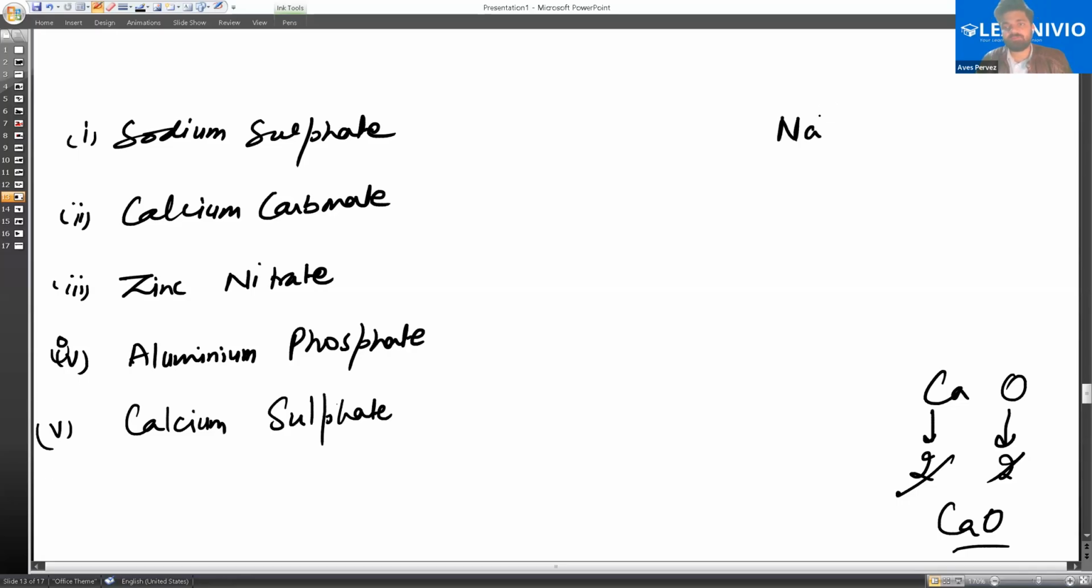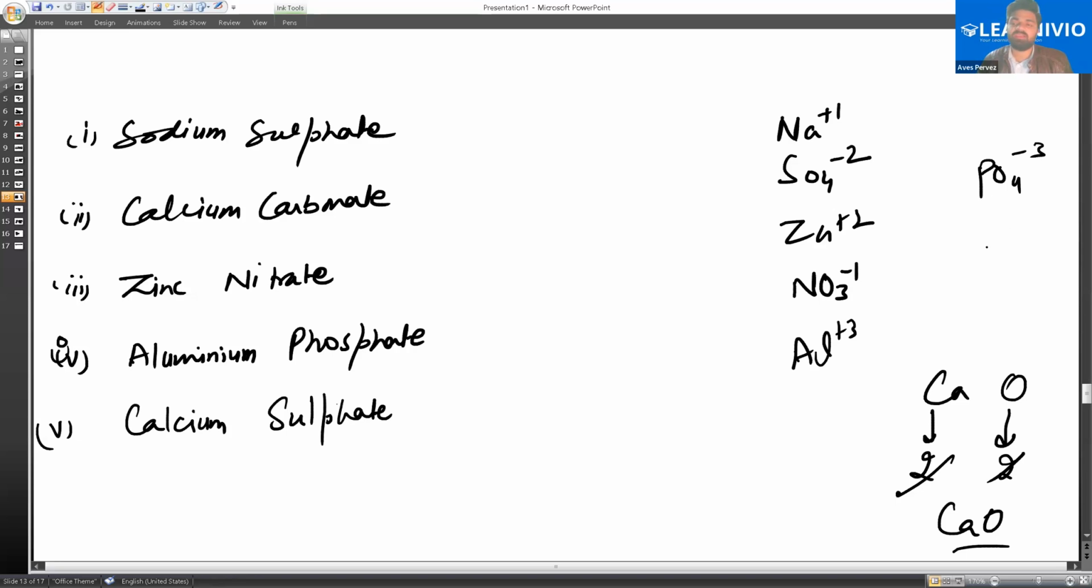Sodium is +1, meaning valency 1. Sulfate is SO4 with valency -2. Zinc is +2. Nitrate is NO3 -1. Aluminium is +3. Phosphate is PO4 with valency -3. Calcium is +2, and sulfate we have already written here. With the help of this information, please write down the formulas of the following compounds.